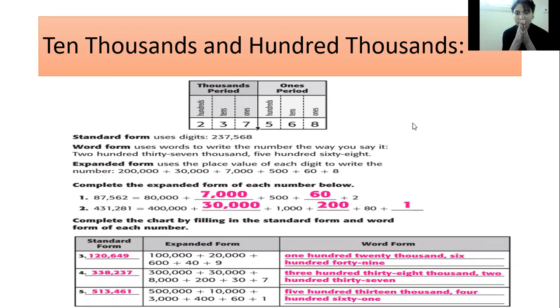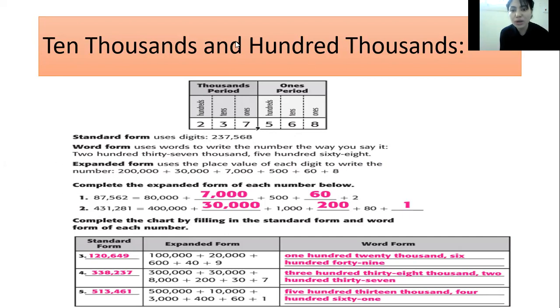Then these are the ways we write a number: standard form, expanded form, and word form. If I have this number, with the thousands period and the ones period, I have in the ones, hundreds, tens, ones, and in the thousands, hundreds, tens, ones. Standard form uses digits. Okay, we use the digits: 237,568. Word form uses words to write the number the way you say it. Like I write the 2, TWO, the 37, THIRTY-7. Okay, then I write the thousands, 568.